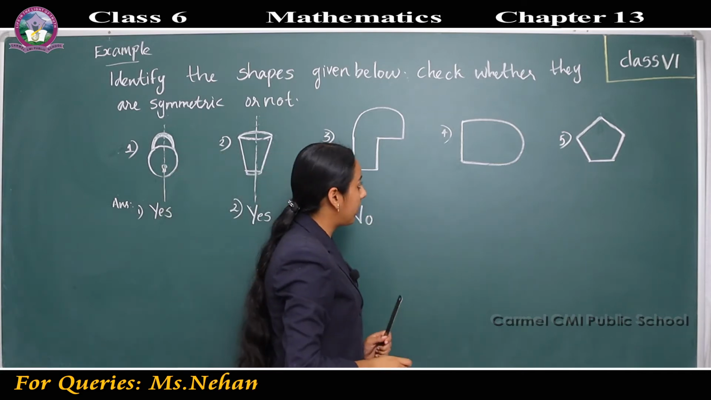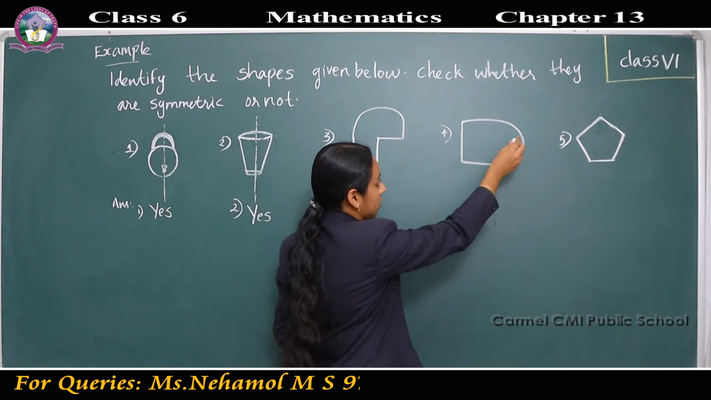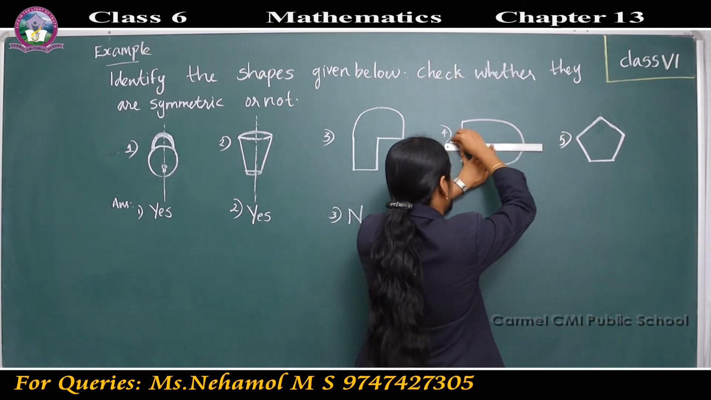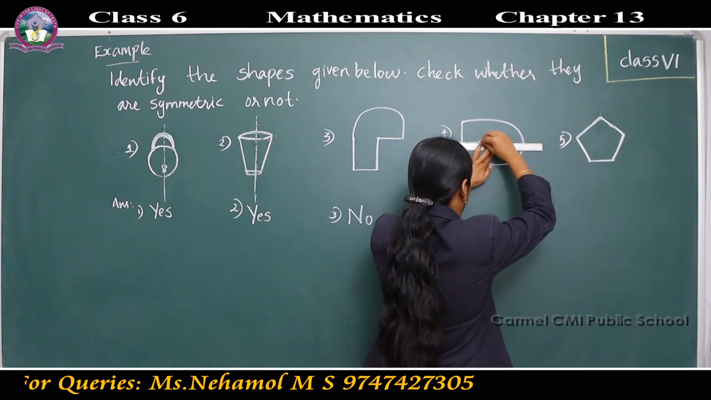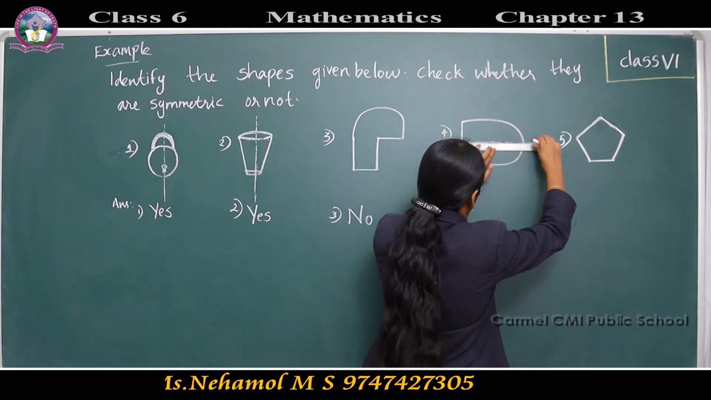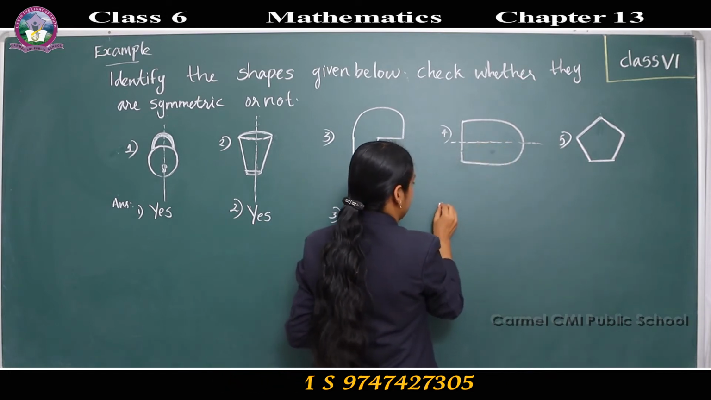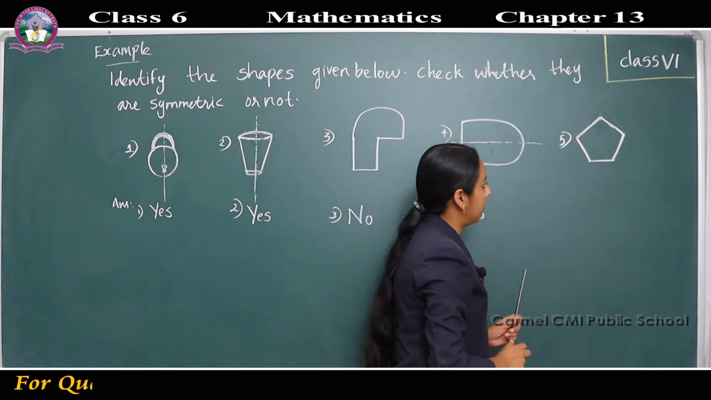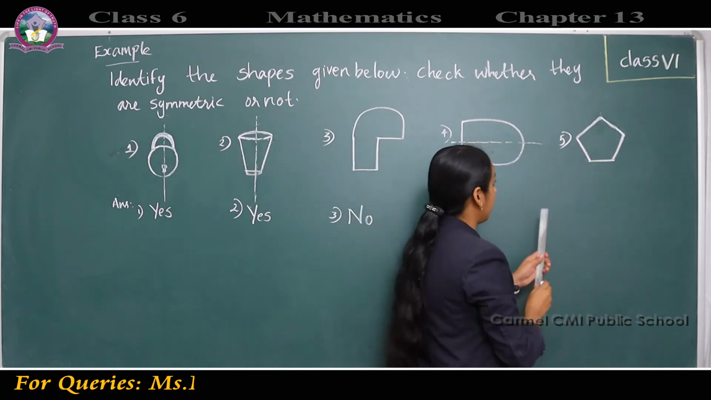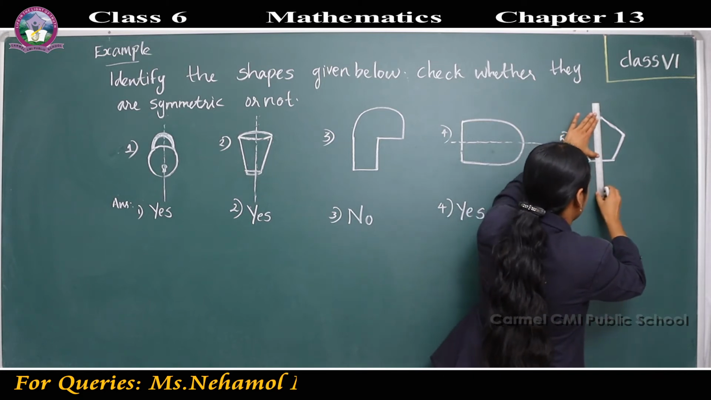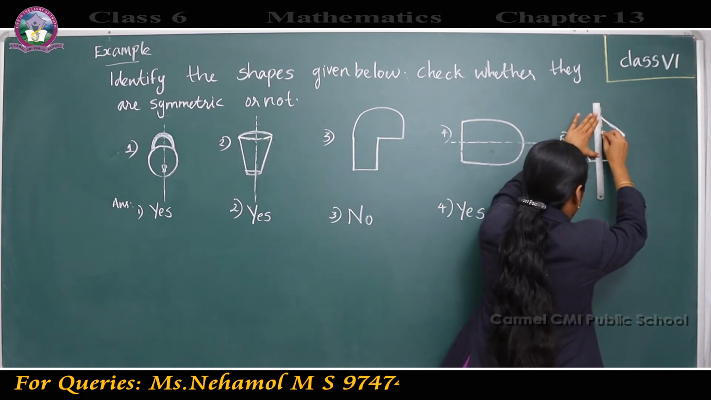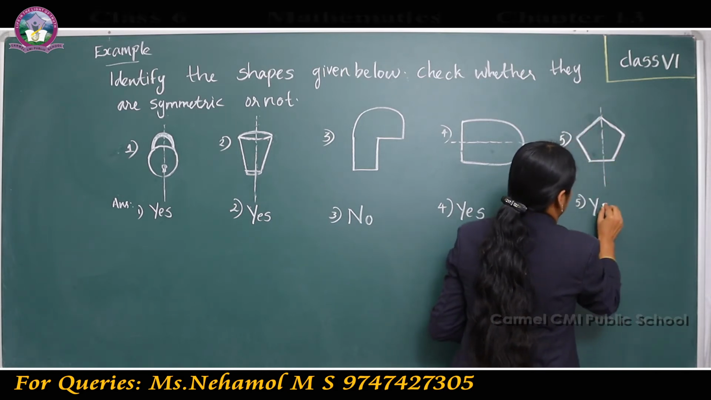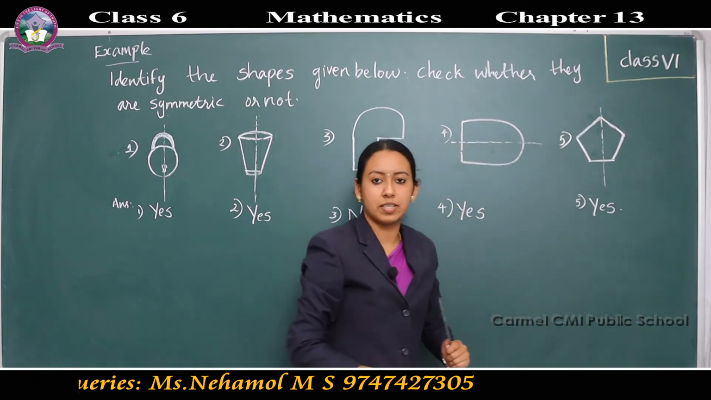Then what about the fourth one? Here we can draw a line of symmetry horizontally. Then we can divide this picture into two equal halves. So, it is also symmetric. Then, what about the fifth one? It is also symmetric. We can draw a line of symmetry vertically. Yes, it is symmetric.